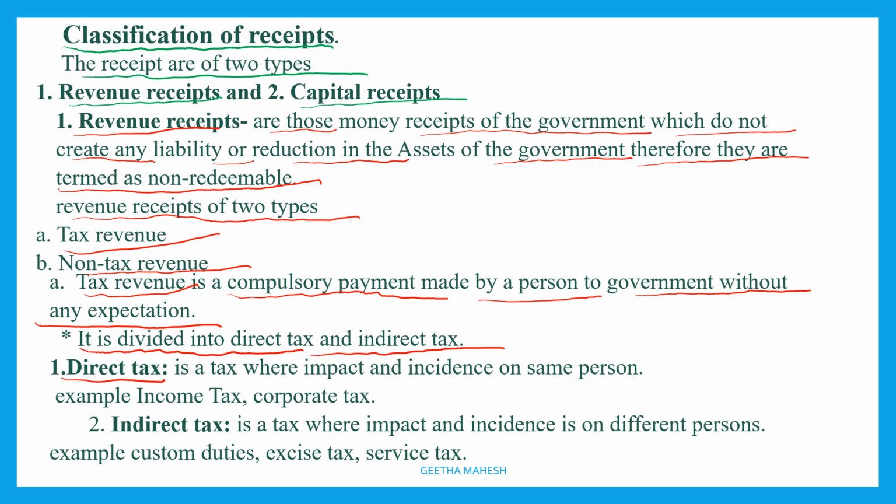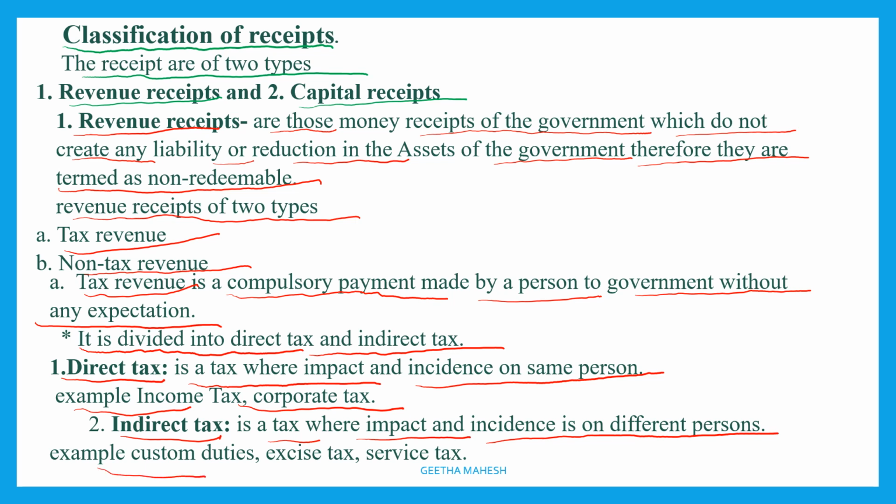Direct tax is a tax where impact and incidence is on the same person. Example, income tax and corporate tax. Indirect tax is a tax where impact and incidence is on different persons. Example, custom duties, excise tax and service tax, and even you can consider GST.